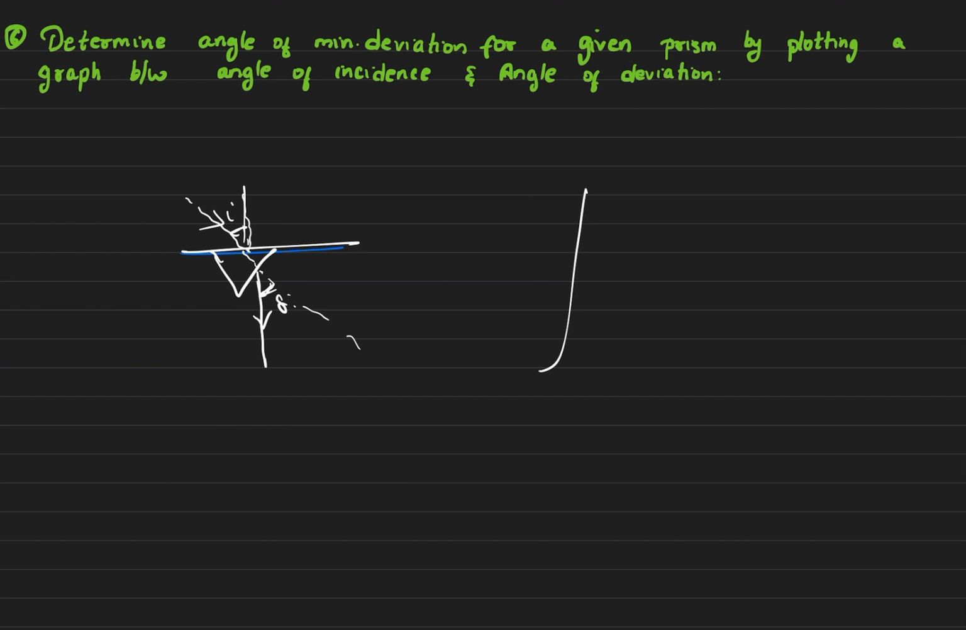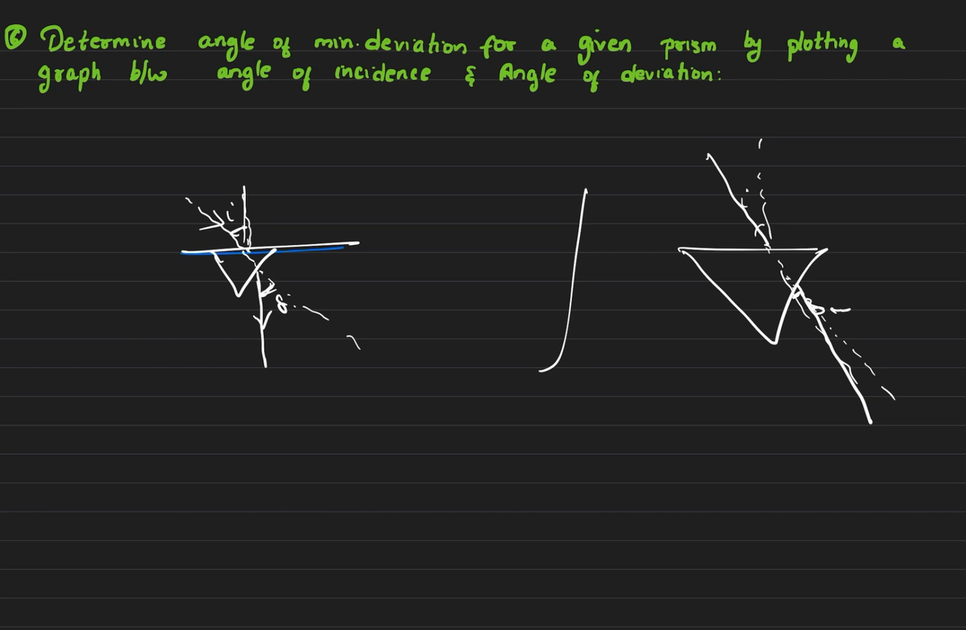So basically, at what angle of incidence am I going to get minimum deviation? Here almost my line is going straight. See, there is almost no deviation at all. That is known as the angle of minimum deviation. This will be considered as the angle of minimum deviation.